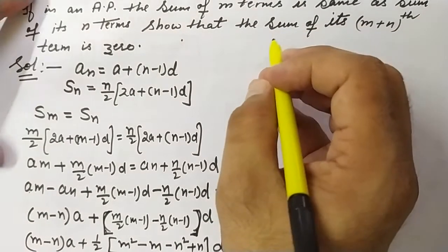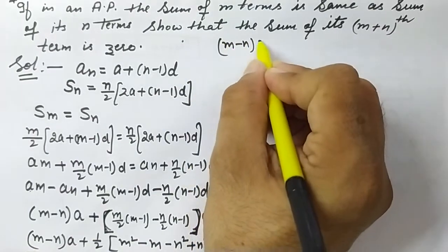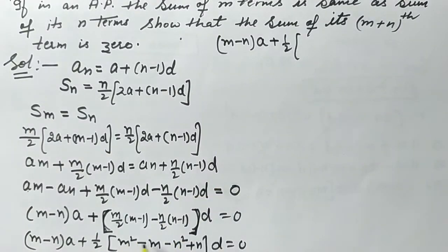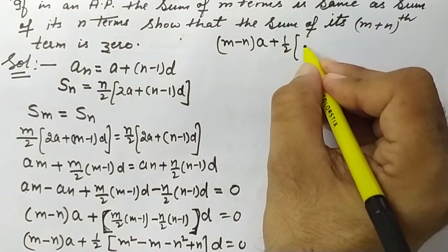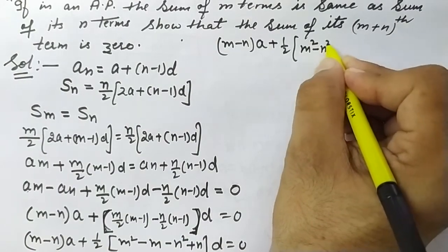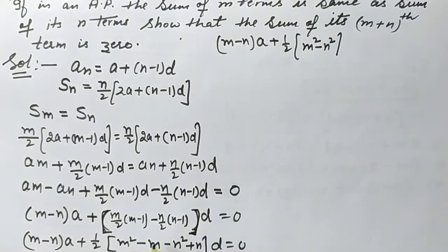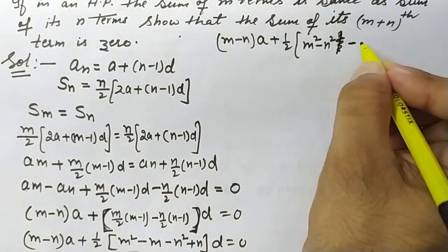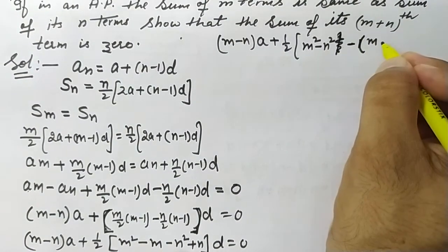So further what we do, m minus n into a, plus 1 by 2, same as it is. So m square minus n square can be taken together, and it is the formula a square minus b square. So let's write them together, m square minus n square. Now we'll take minus common here. So what is left, m minus n.